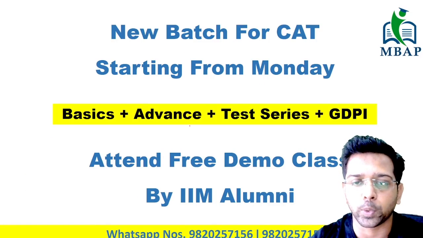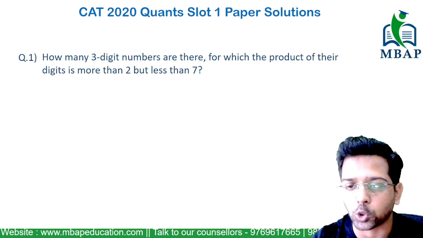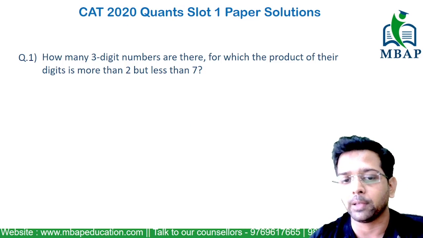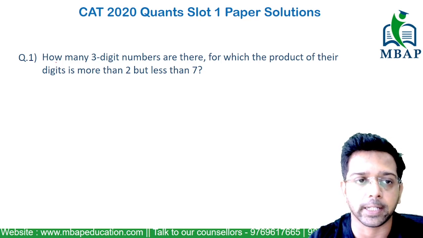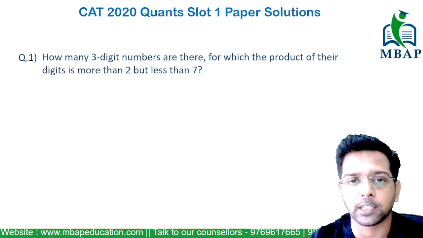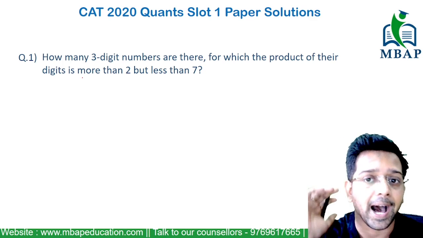On this note, let's quickly start with the discussion of the questions which came in the year of 2020 slot 1. Let's have a look at the very first question which came in this year. The question was, read the question well: how many 3-digit numbers are there for which the product of the digits is more than 2 and less than 7?